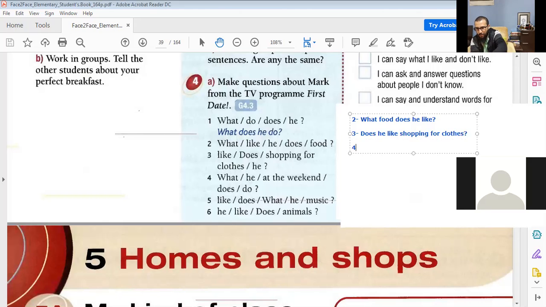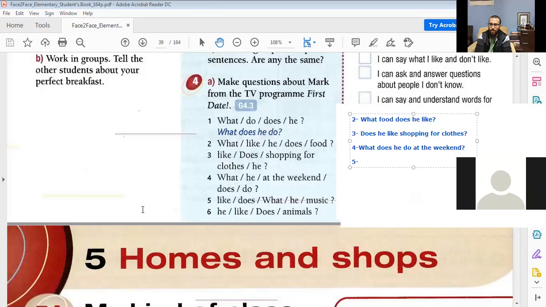Okay, number 4. Basma, would you like to do number 4? What does he do at the weekend? Right. What does he do at the weekend? Okay, let's see.